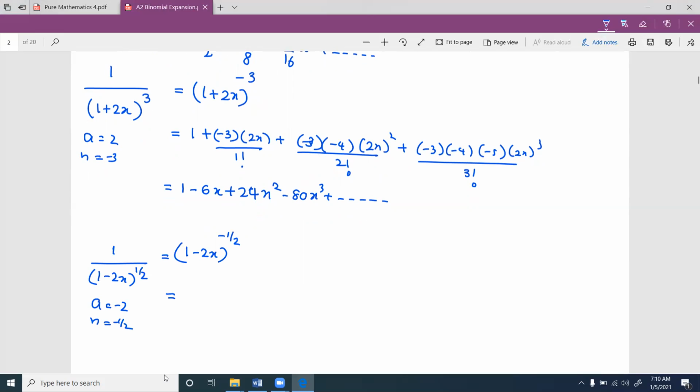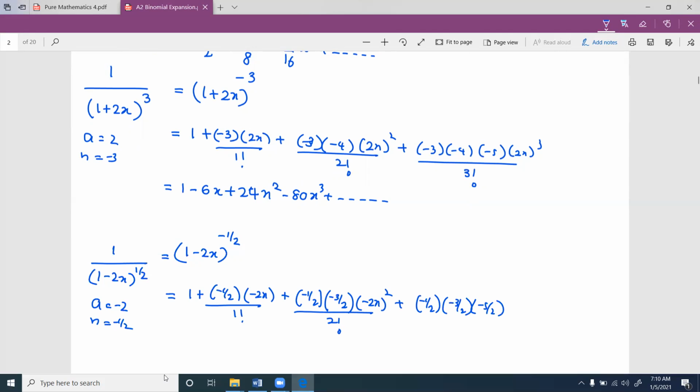We will work out 1 plus nax. N is minus half, a is minus 2, so minus half times minus 2x divided by factorial 1. Then this is n into (n minus 1). Minus half minus 1 is minus 3 over 2. Then minus 2x to the power 2 over factorial 2. Right. So it's done up to n minus 1, n minus 2. So minus half minus 1 is minus 3 over 2. Minus half minus 2 is minus 5 over 2. So it's done up to minus 2x to the power 3 divided by factorial 3.